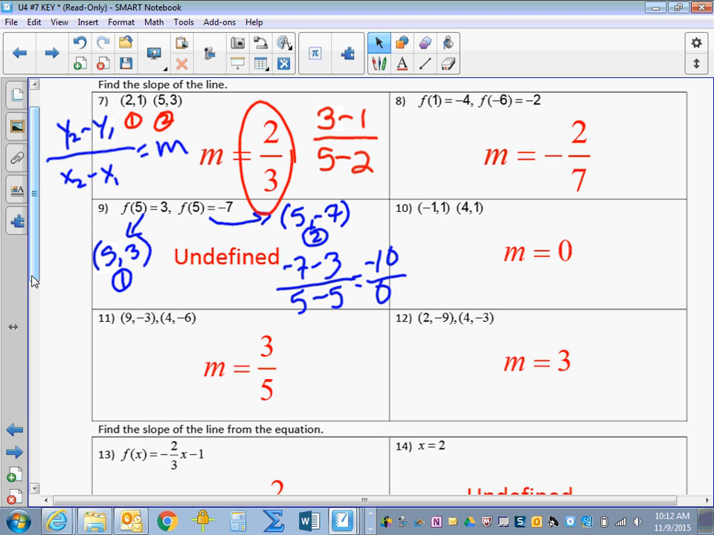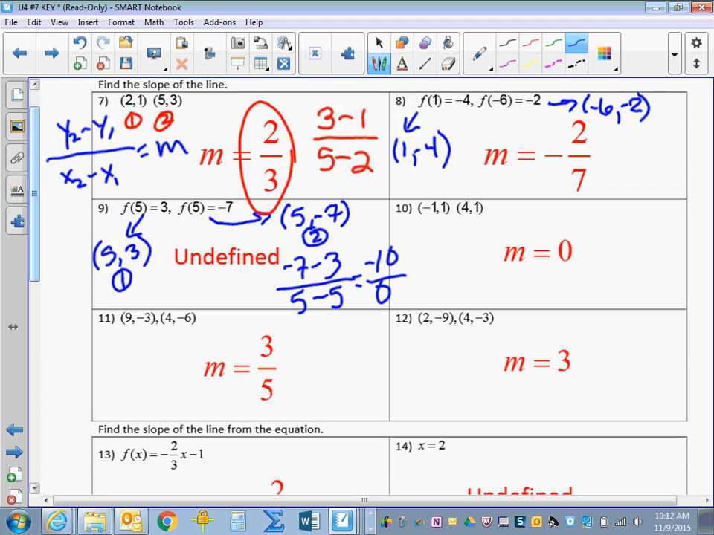Similarly with number 8, we have to first write out our ordered pairs. This is my x value, negative 6. My y value is negative 2. My x value is 1. My y value is negative 4. So these are my two points that I'm working with. Again, take one of them to be your first point, and one of them to be your second. It doesn't matter which one you choose as long as you're consistent.